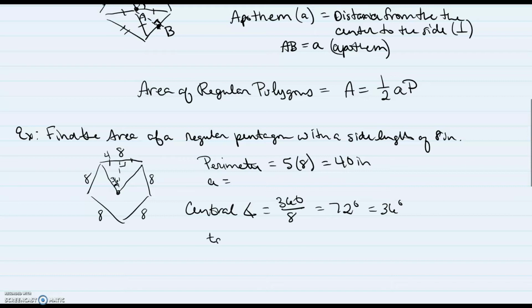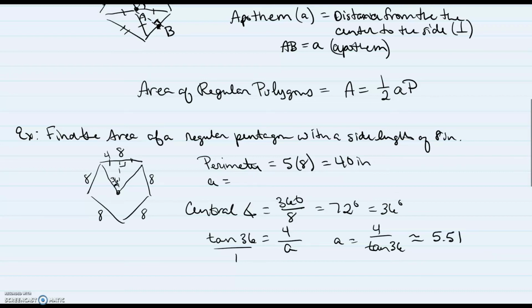So you're going to say the tangent of 36 is equal to 4 over your apothem. And put this over 1. So this is basically 4 divided by the tangent of 36. So your a is equal to 4 divided by tan of 36, which if you use your calculator and make sure it's in degree mode, you would get 5.51.